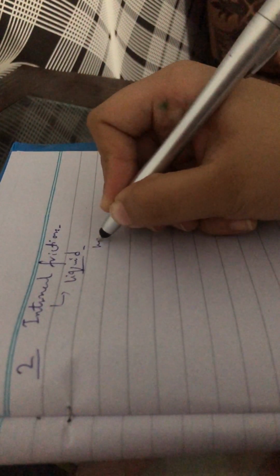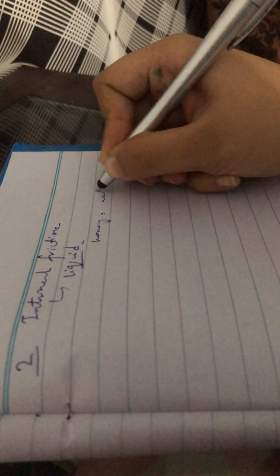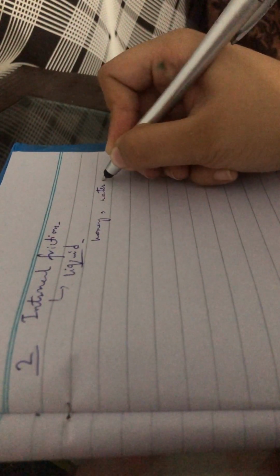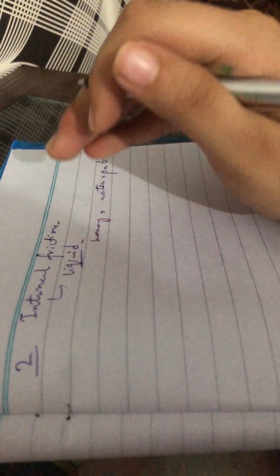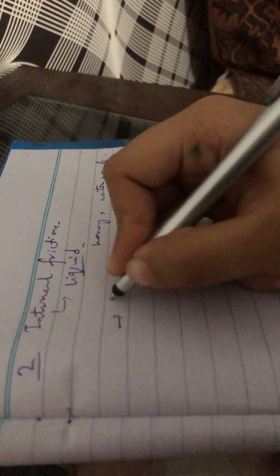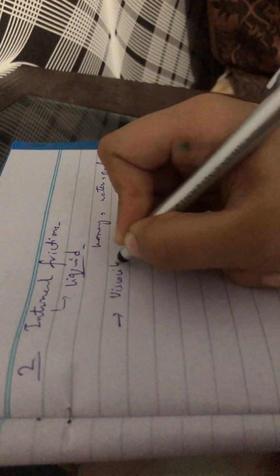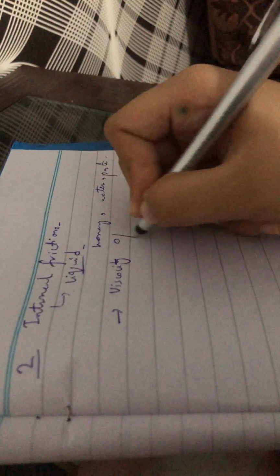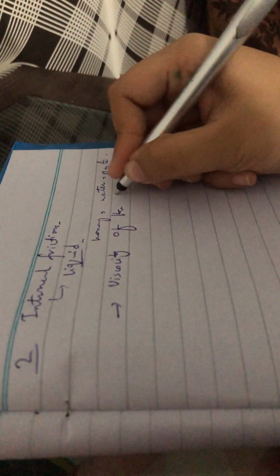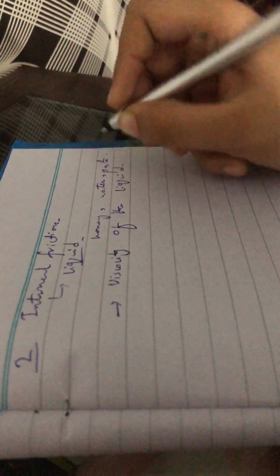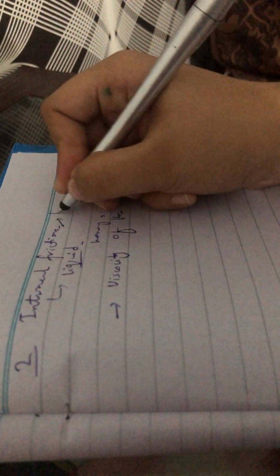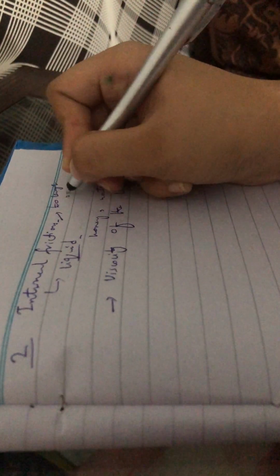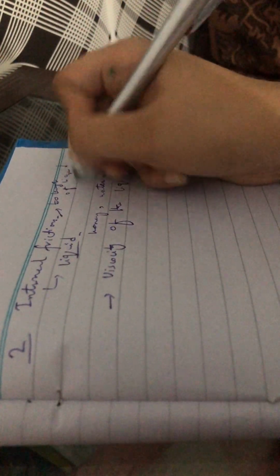What type of liquid? We can say honey or water, or we can say oil. These are types of liquid. The internal friction is also called viscosity, the viscosity of the liquid. So the internal friction arises in the relative motion between two layers of liquid. That is the internal friction.